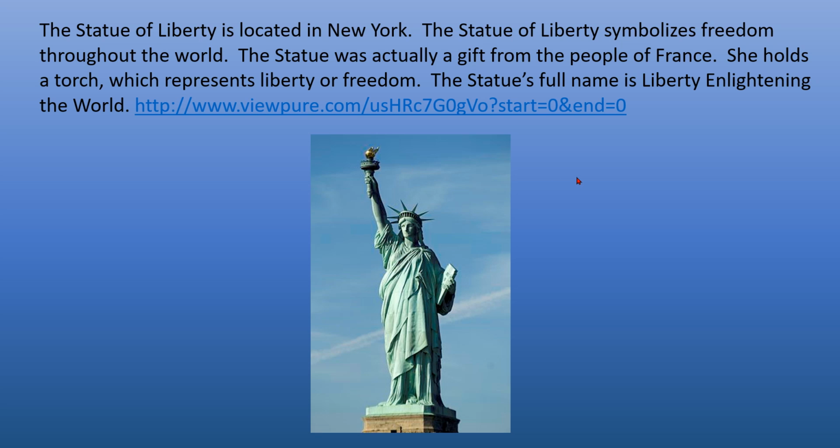The statue's full name is Liberty Enlightening the World. And it is a really big statue. If you were to go to New York and see it, it is really big. You can go inside of it.